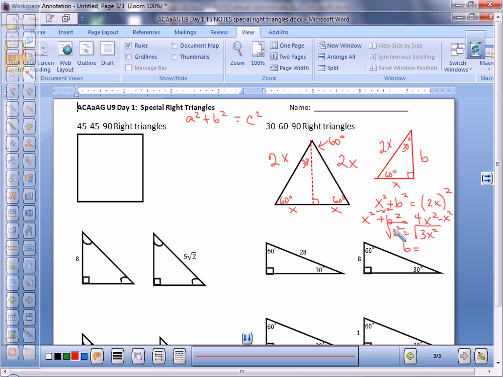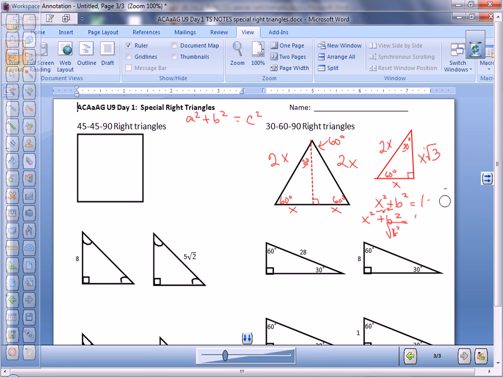All right, so we don't know the square root of 3, so it has to stay under the radical. But we do know the square root of x squared. What's the square root of x squared? X. So this is x root 3. And this works every time. These side ratios work every time.